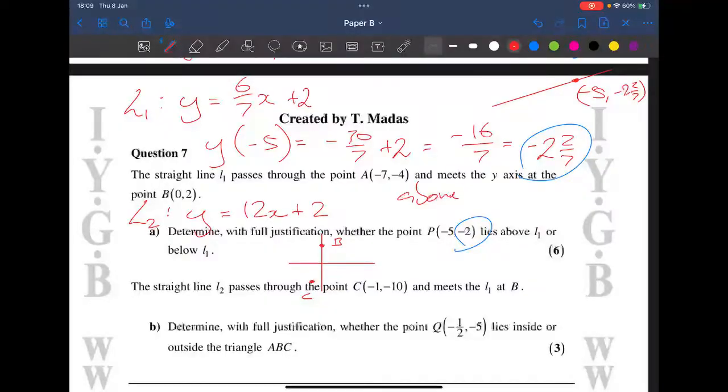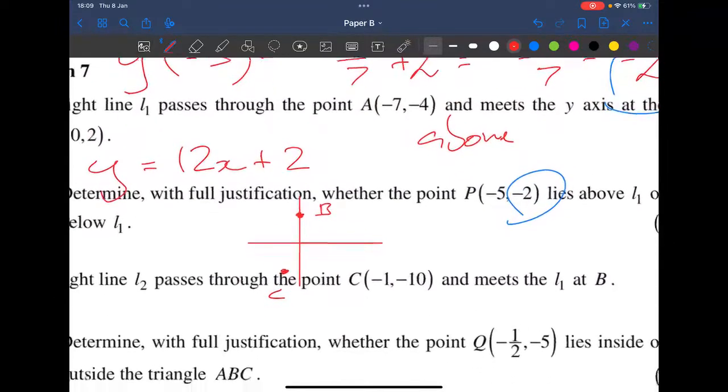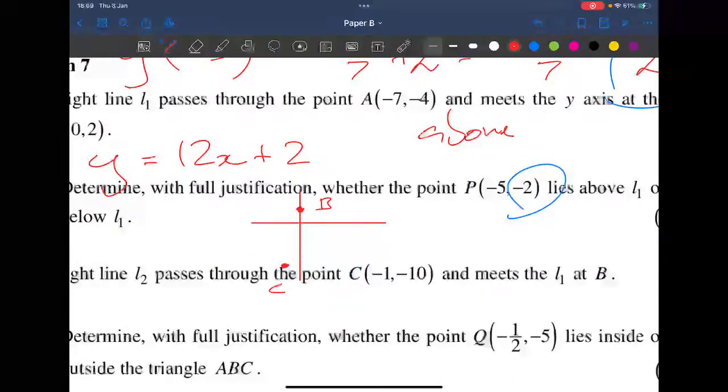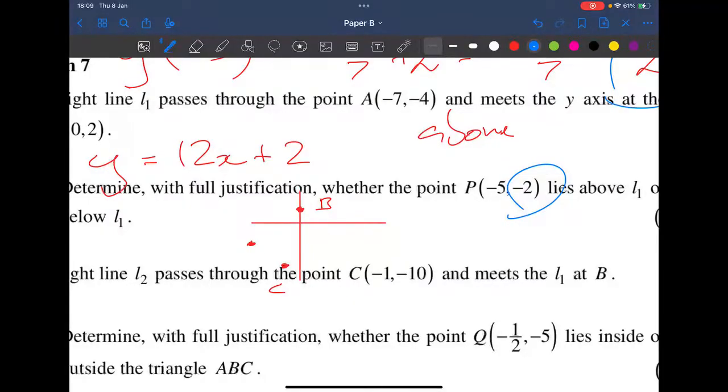And then point A, where was point A? Point A is (-7, -4). So it's going to be below B, but above this C. So actually, if we scale this a little bit, let's move this up a little bit. And it's going to be somewhere over here. This is not a perfect sketch.